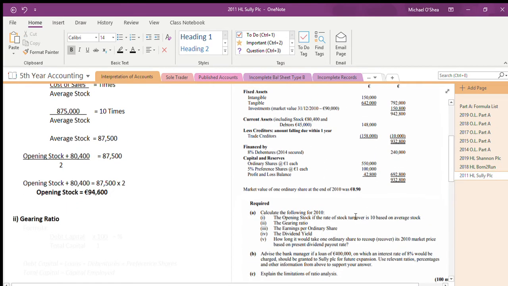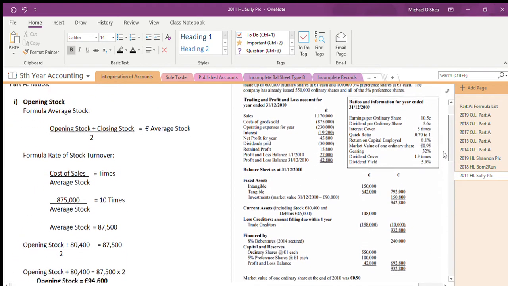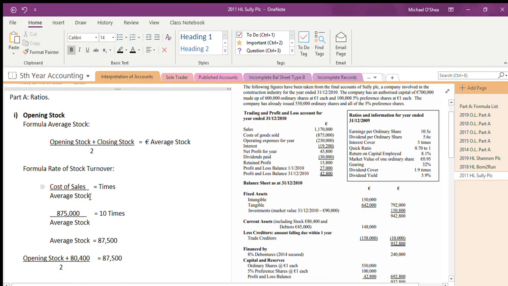So I was told the rate of stock turnover is 10 based on average stock. So I'm given information about what the rate of stock turnover is. So I can put that equal to 10, find average stock, and now I can go back to my original formula. I have closing stock, I now have average stock, I know 2, I need to find this. This is my X, this is my opening stock.